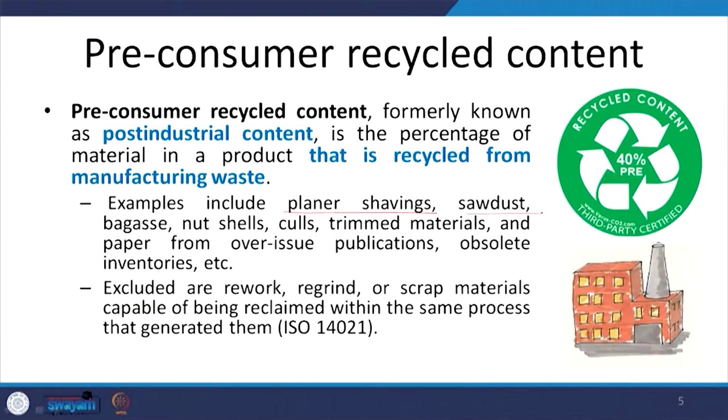This kind of recycled content includes planer shavings, sawdust, bagasse, nutshells, skulls, trimmed materials like I was just talking about, and paper from overissue of publications. If there has been an overissue of a particular publication, then this kind of paper could go back, as well as obsolete inventories of any material. All these would be considered as post-industrial or pre-consumer recycled content.